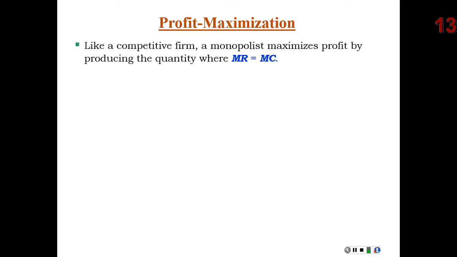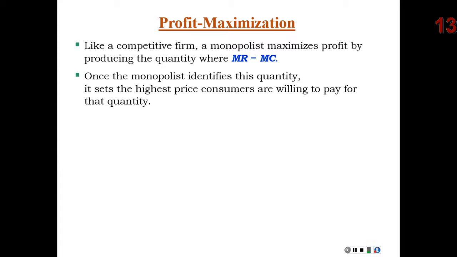Well, again, they're going to find output where marginal revenue equals marginal cost, because that's going to make the most sense for the monopoly, just like it was for the competitive firm. Then the monopolist is going to try to set the highest price they think consumers are willing to pay. Well, what's the highest price consumers are willing to pay? It's going to be the price according to the demand curve, because the demand curve represents what price consumers are willing to pay at each given quantity.